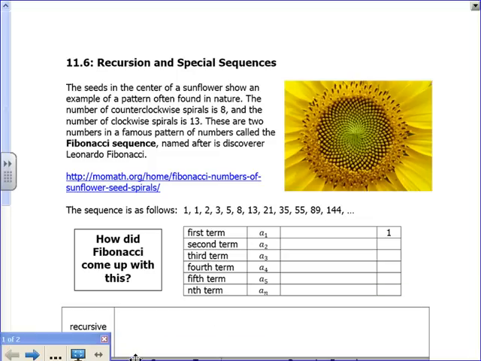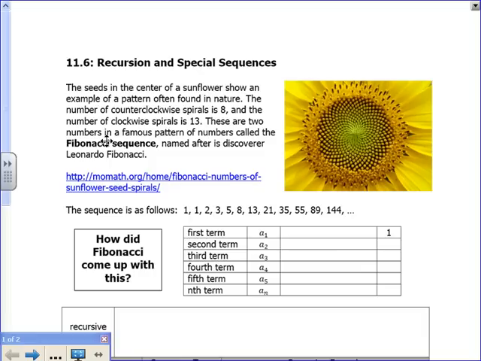This is video 11.6 on recursion and special sequences. First of all, we're going to talk about something that's kind of cool, known as the Fibonacci sequence. It says that the seeds in the center of a sunflower show an example of a pattern often found in nature. The number of counterclockwise spirals is 8, and the number of clockwise spirals is 13.